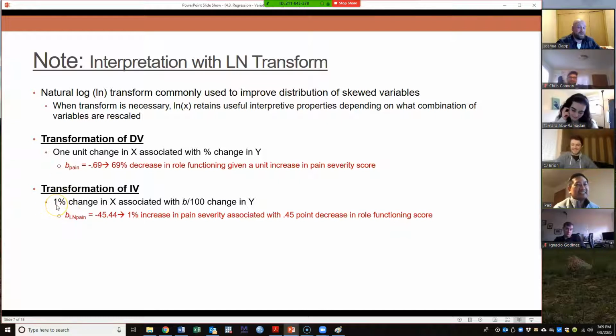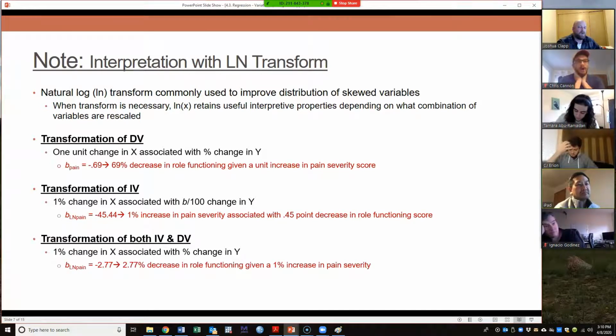If we go through and we've got a coefficient of negative 45.44, I would interpret this as indicating a 1% increase in pain severity associated with a 0.45 unit decrease in role functioning. Okay, so we're still retaining some of those interpretive properties.